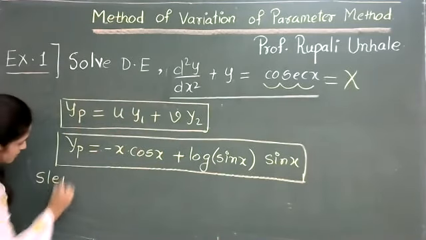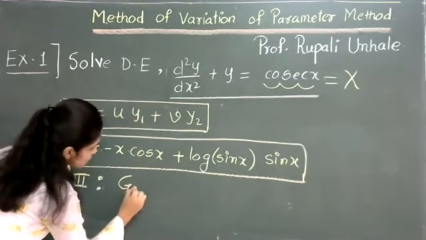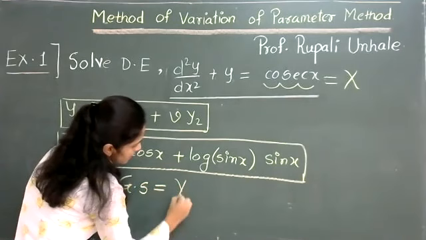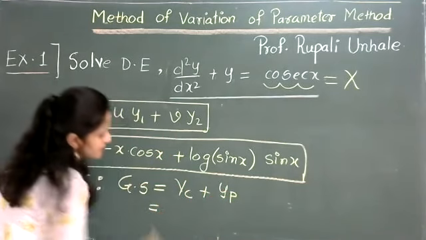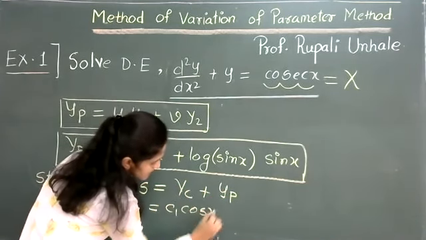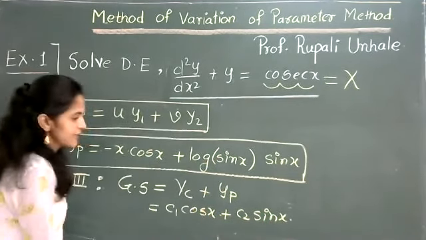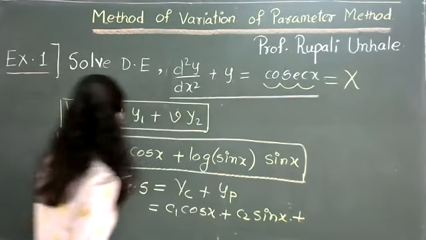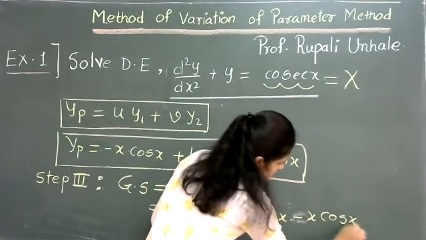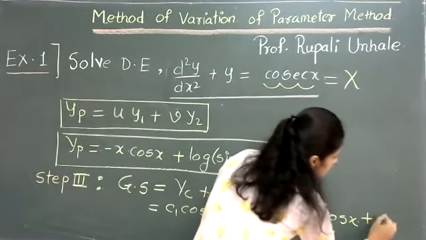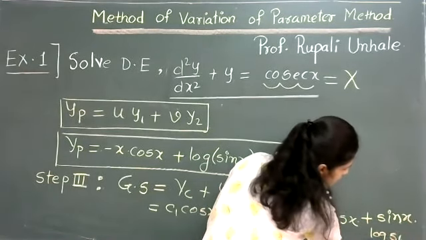So last, step number 3. Step number 3 is the general solution. So the general solution is nothing but yc plus yp. So yc is c1 cos x plus c2 sin x. Substitute the value of yc as well as yp. And the value of yp is minus x cos x plus sin x into log of sin x.